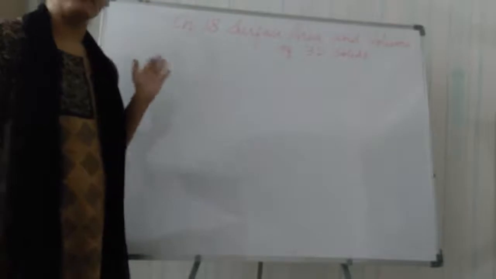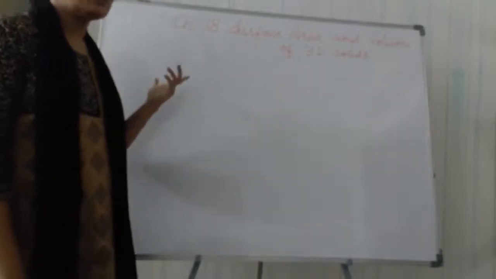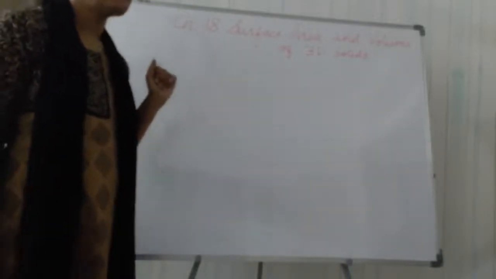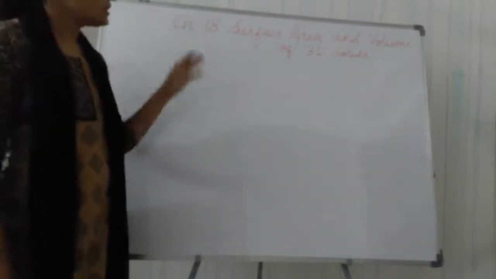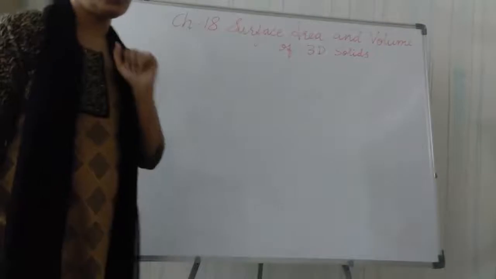So here today we are going to study our chapter number 18, surface area and volume of 3D solids. Students, I have started the mensuration part of your textbook, in which last time we studied circle, circumference and area. So now let us study the 3D shapes.